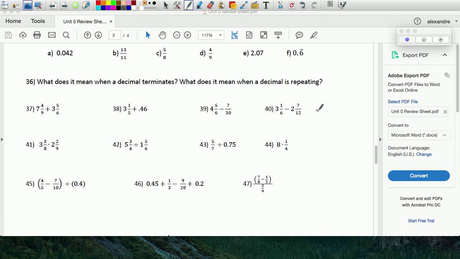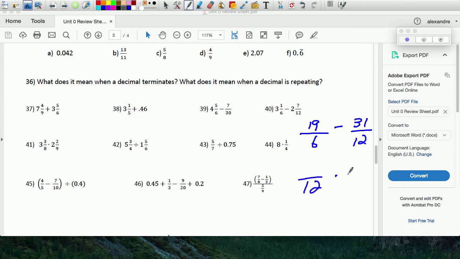Next one. This one, let's change everything to an improper fraction. 3 times 6 is 18 plus 1, so I get 19 over 6 minus 12 times 2 is 24 plus 7 is 31. 31 over 12. So this is a way of doing it with improper fractions.